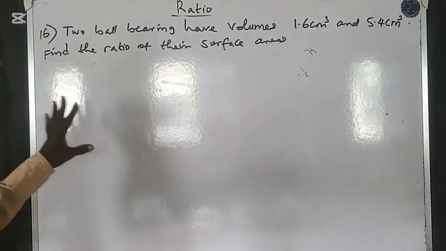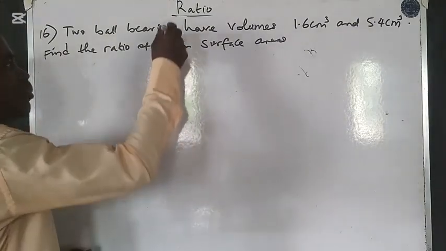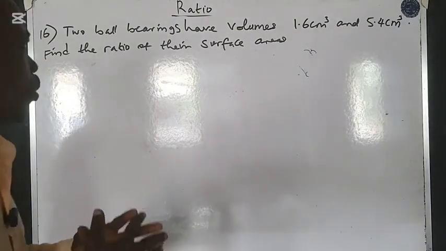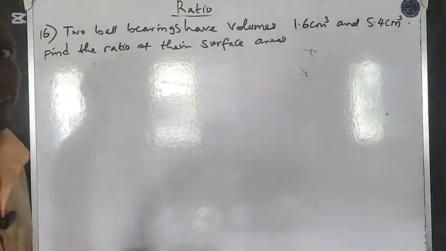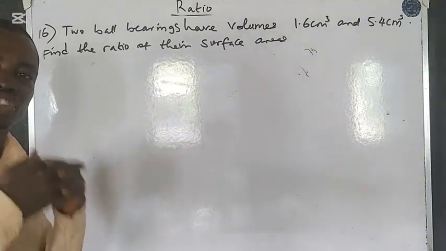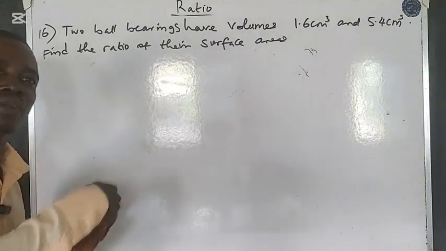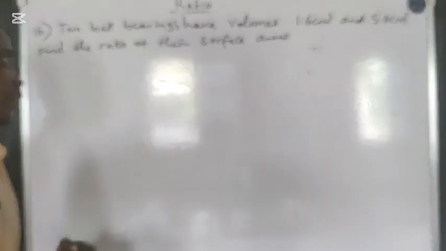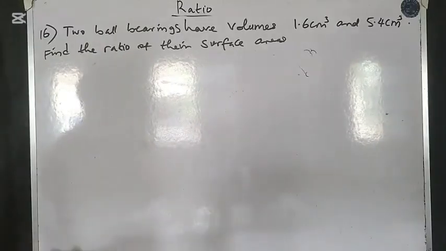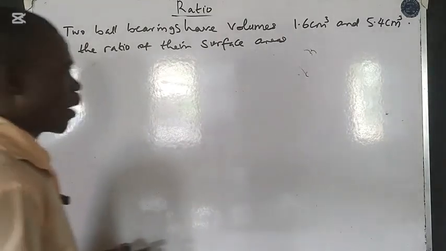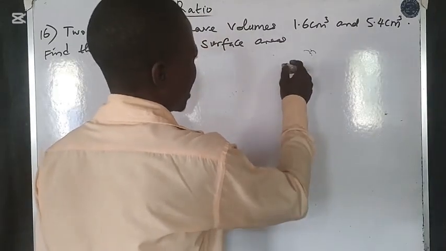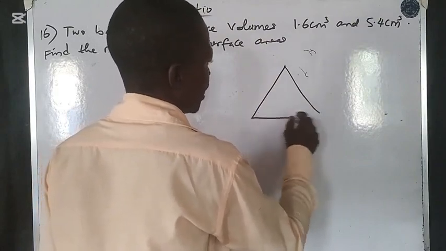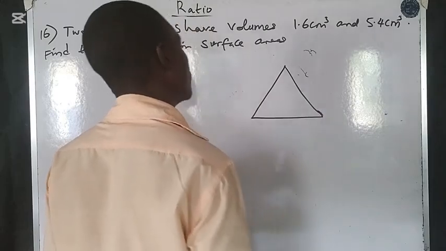We are going to use the idea of similar shapes, because the two of them are the same object, two ball bearings. Since the two of them are balls of the same type, that means they are similar shapes. And when we talk about similar shapes, let's say it's a triangle, for example. Ball bearings are spheres, but let's say they are triangles, for example.